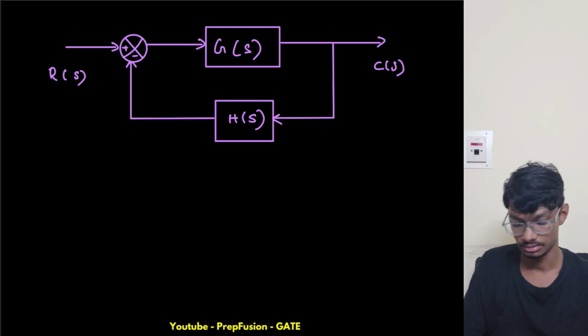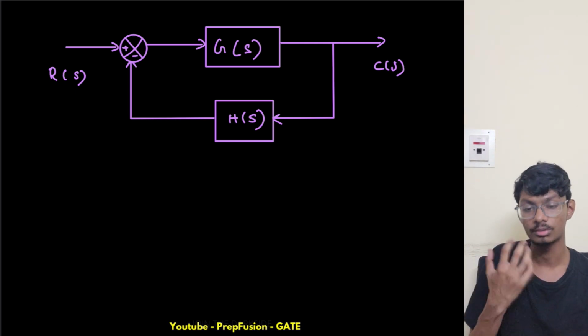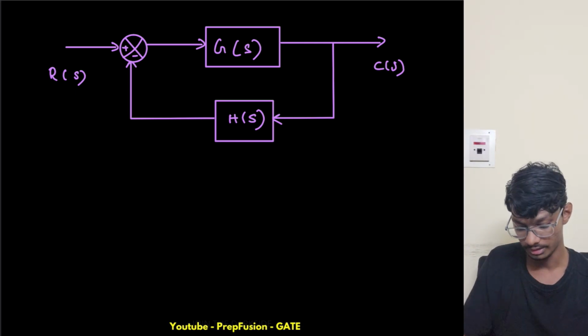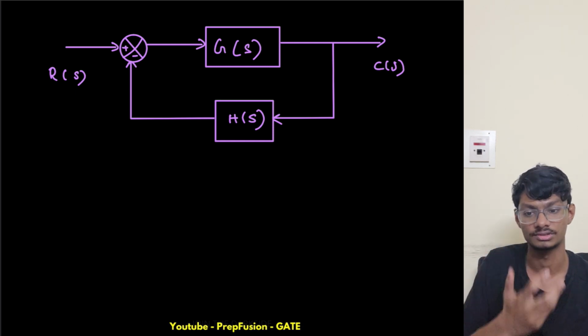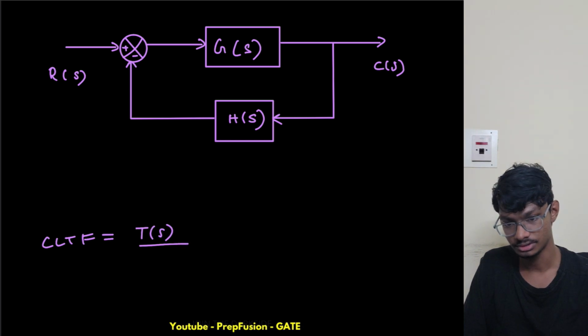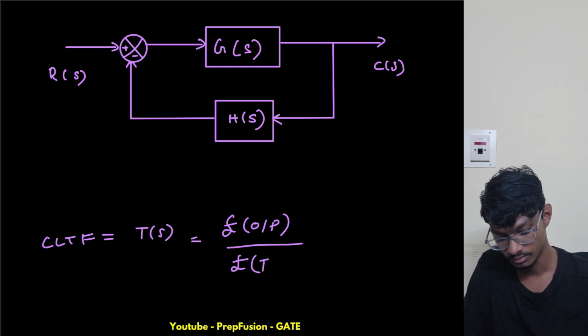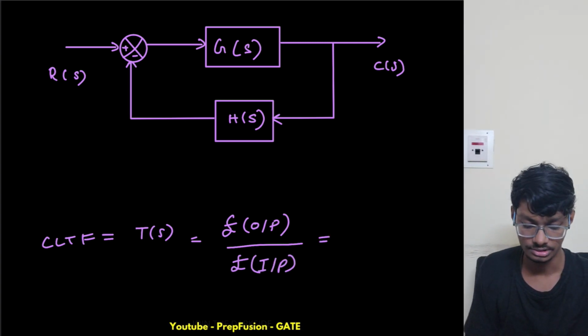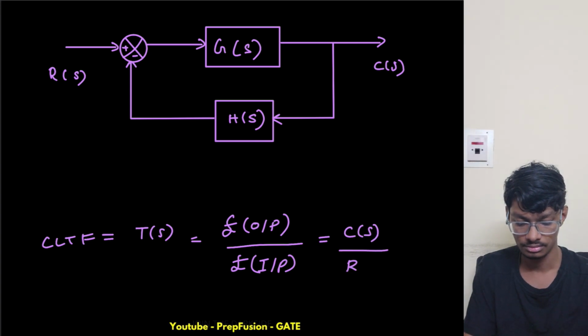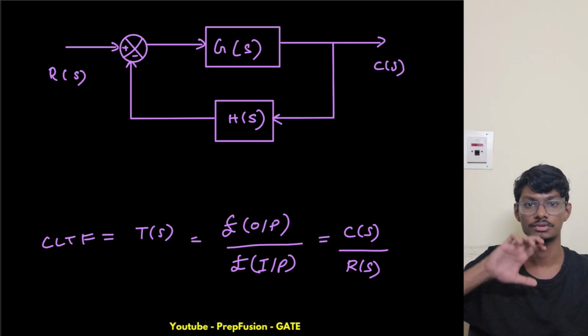So this is simply the block diagram of a closed system. And what will be the transfer function of this? The transfer function that we call the closed loop transfer function, CLTF, equals T of S, which equals the Laplace transform of output over the Laplace transform of input, which is simply C of S upon R of S. So this is what a block diagram of a closed loop system looks like.